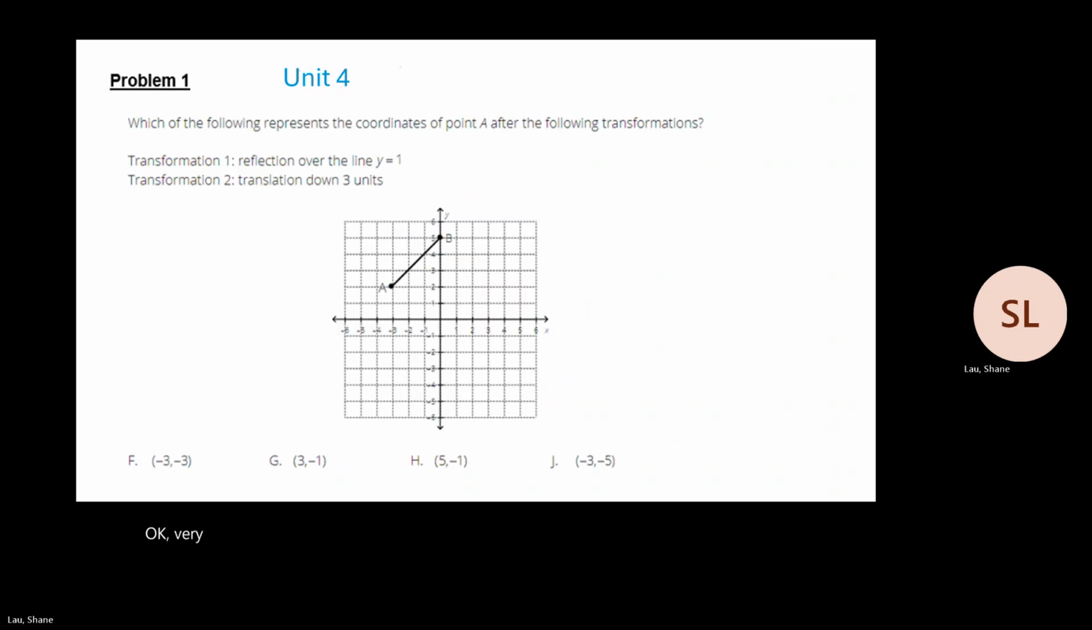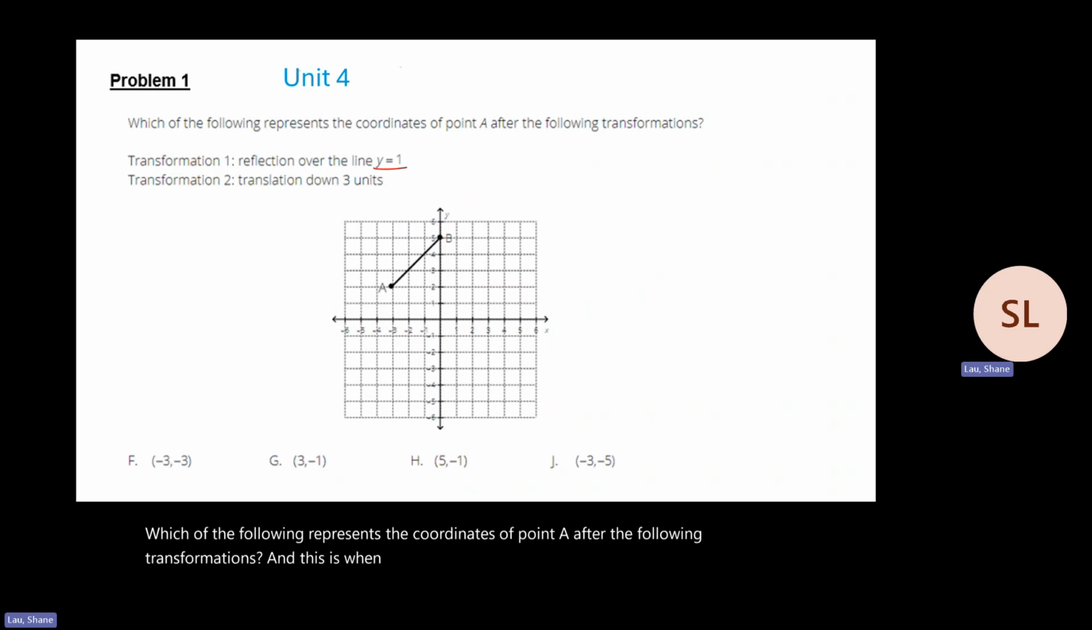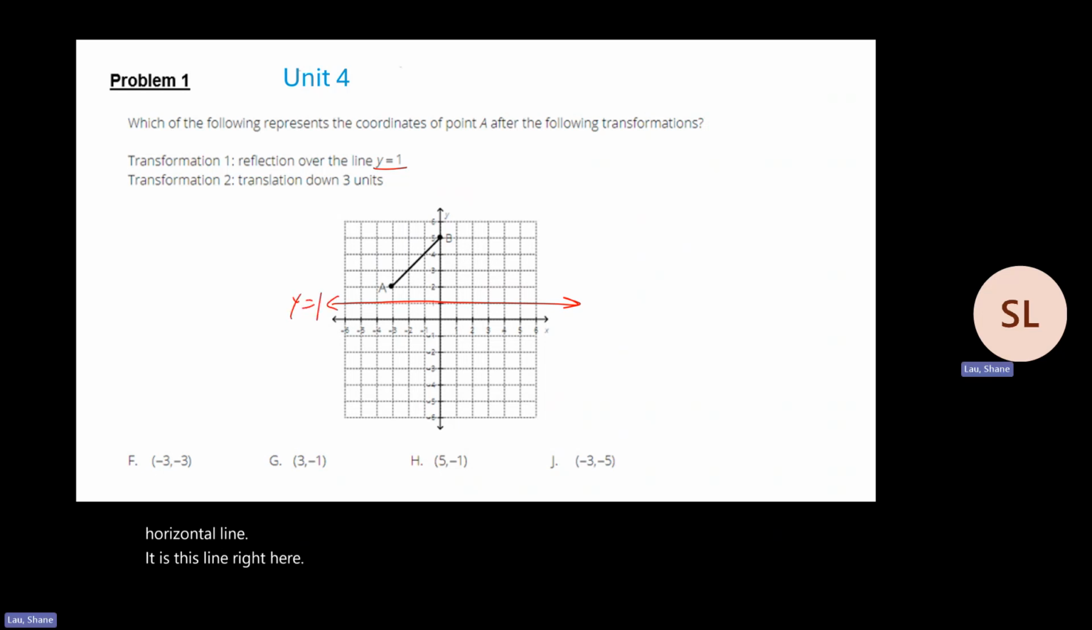Nice. Which of the following represents the coordinates of point A after the following transformations? And this is one I think a lot of us kind of tripped up on, because we can see this y equals 1 line, and y equals 1 is a horizontal line. It is this line right here. Okay, y equals 1. And this is actually not as hard as we may think.